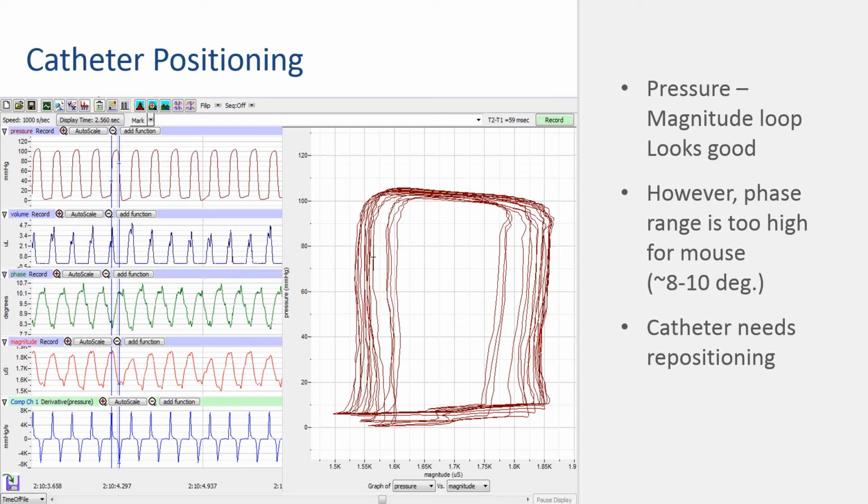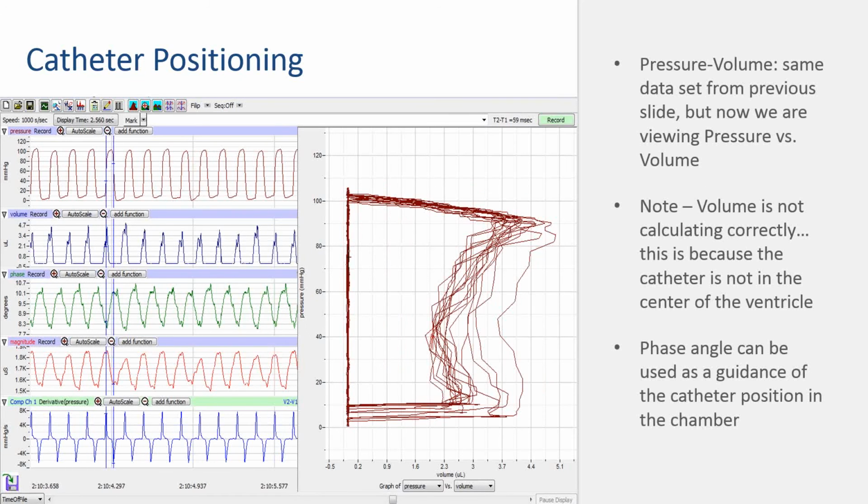You see, my loop looks good, right? This is a reasonable loop, it looks good, however, the catheter still needs to be repositioned. Researchers ask me, why do you need to reposition? You have a good loop there. And I say, let me show you how the loop looks in a pressure versus volume with the same data from this slide. This is how it looks.